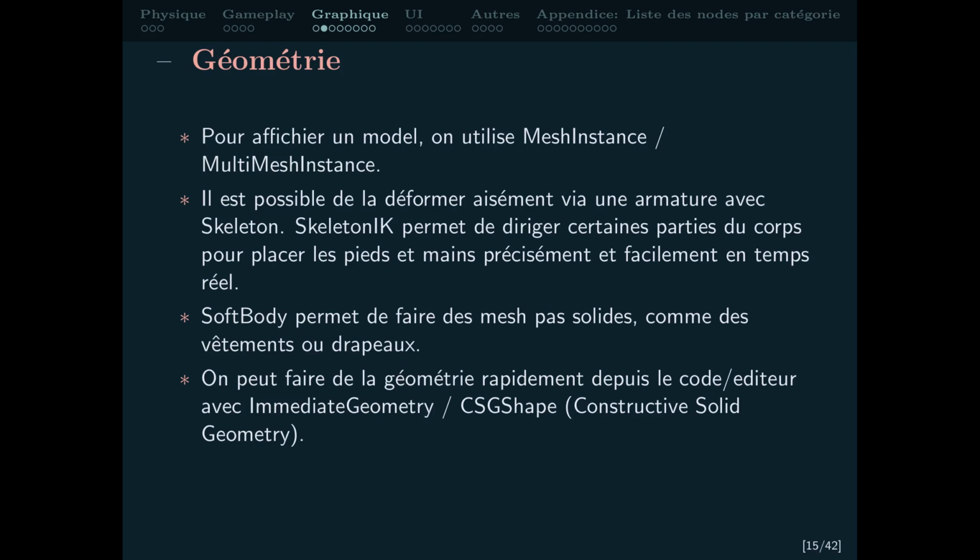So, by the way, if you're importing from software like Blender, you will probably already have the mesh instance and skeleton placed for you, as well as an animation player. We'll see that a bit later. You have soft body, which is to make meshes that represent clothes, which aren't rigid bodies. So you can have a cape or a white dress or a flag, stuff like that can be handled with soft body. And if you want to make geometry quickly from the editor or the code, you can use immediate geometry or CSG for constructive solid geometry.